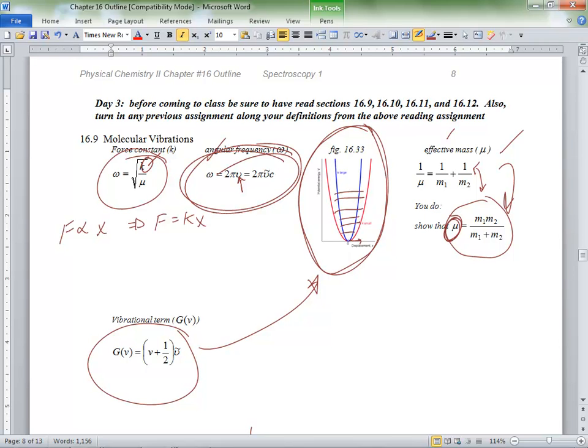How about the next one? What's the next number? 10. Number 10. Okay. Calculate the percent difference in the fundamental vibration wave number. And the assumption that force constants are the same. Okay. Calculate the percent difference in the fundamental vibration wave number. Wave number? I did angular frequency. Am I looking at the right question? I am.